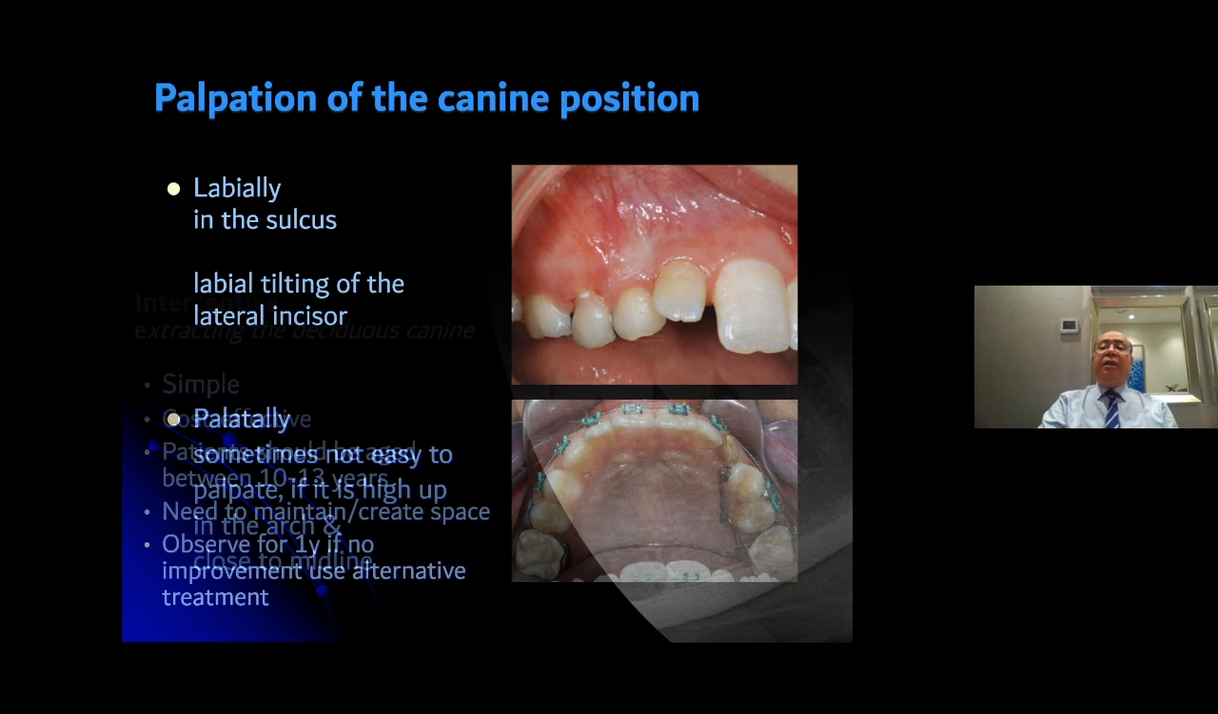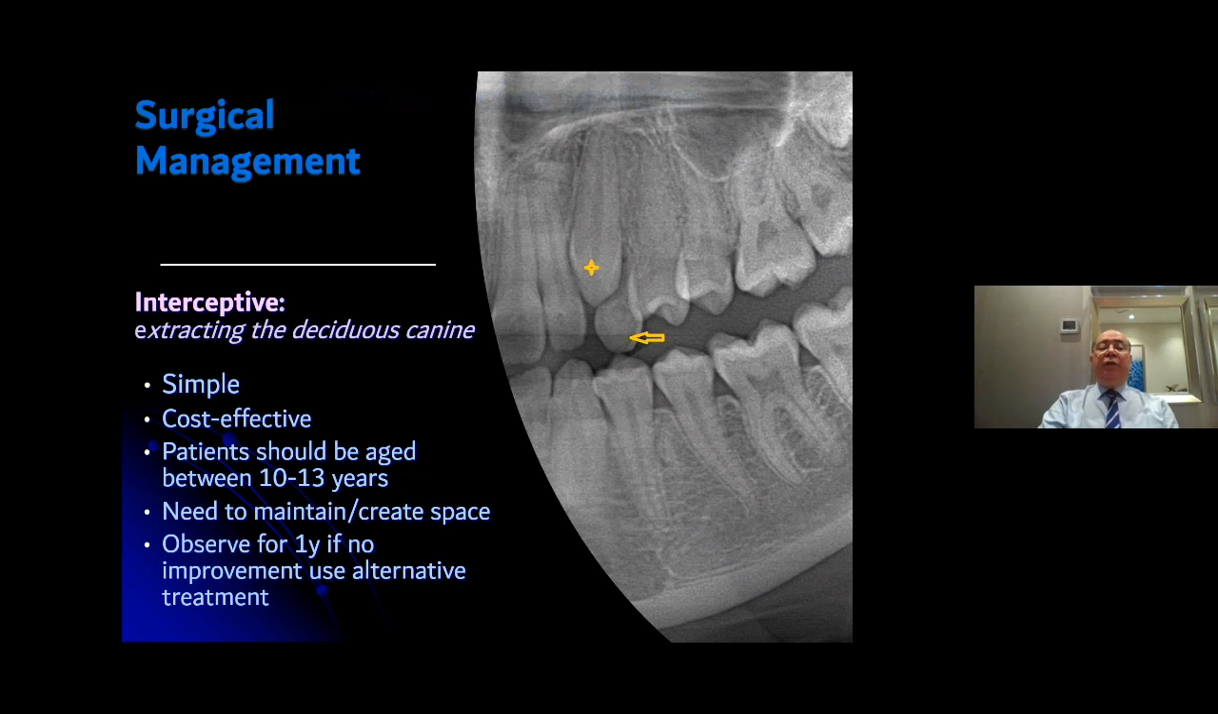The surgical management starts from a very simple procedure, which is extraction. If the canine, like in this particular slide, is only obstructed by a retained deciduous tooth, the answer is very simple. Just take that deciduous tooth out, provided there is a space for the canine to erupt. If there is no space, most likely the orthodontist is going to create that space after we extract that tooth. And perhaps we may need also to do some maintenance, so give the canine the time to erupt into place.